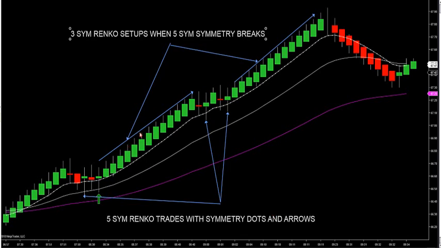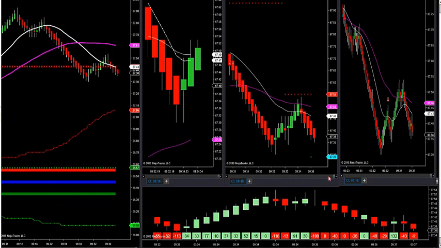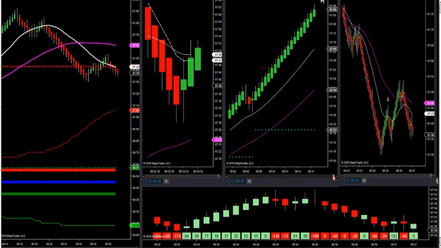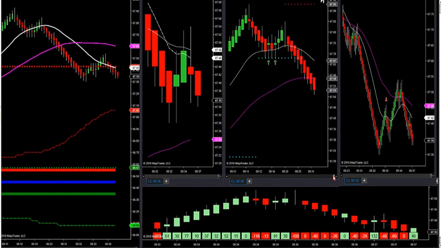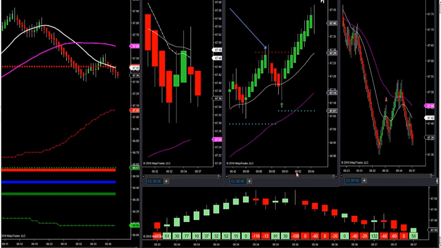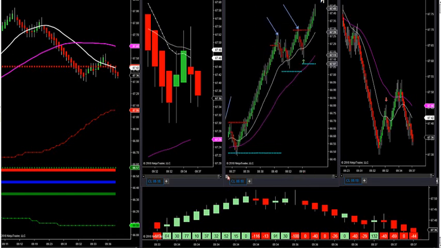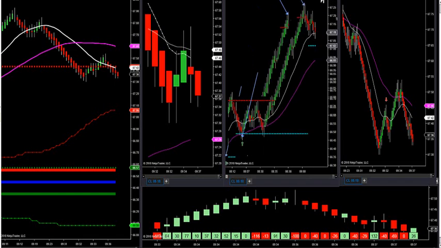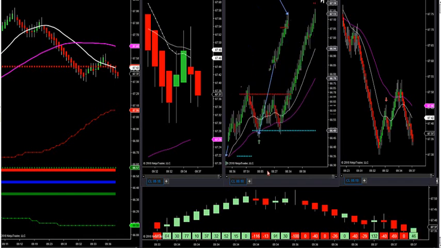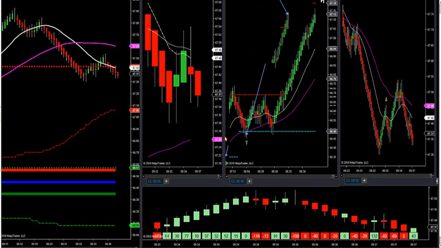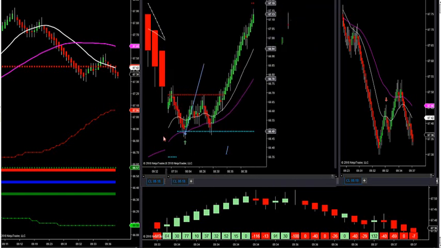Now, if you're trading the 3 Symm, what you want to do is this. The 3 Symm, you want to see separation, separation, separation. But let me show you what you're going to do on the 5. Check this out. The 5 is what I want to see happen. I want to see the 5. Here's our arrow, okay? Here's our arrow. There's our arrow off the 5.